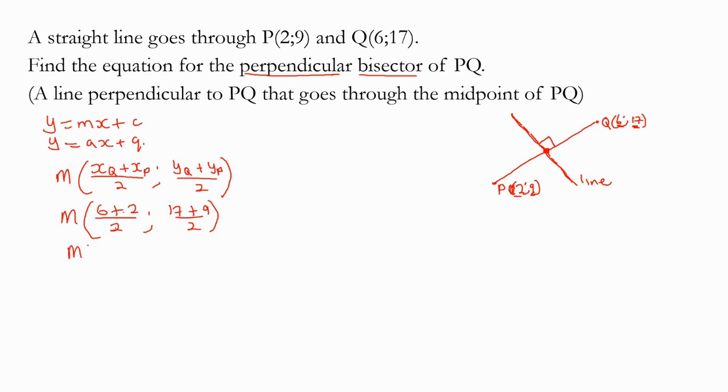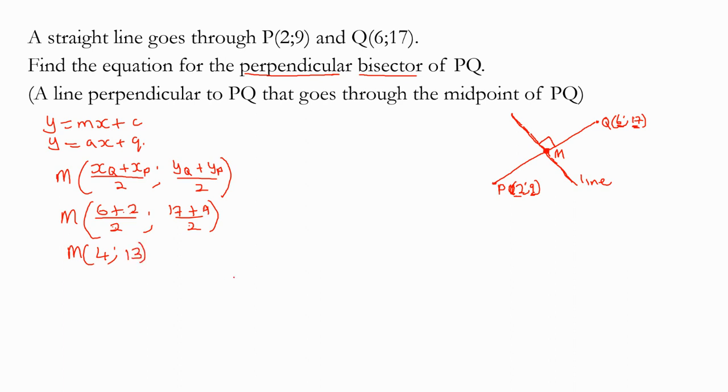Let's call the midpoint M. The x-coordinate is going to be 4, because 6 plus 2 is 8, and 8 divided by 2 is 4. And then 17 plus 9 is 26, and 26 divided by 2 is 13. So that is the midpoint of PQ.